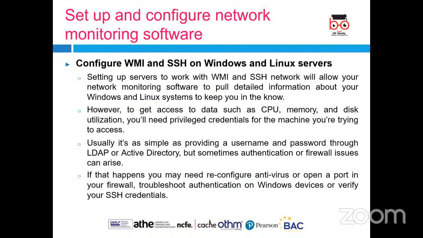So once we've established the steps to follow, we can now configure WMI and SSH on a Windows or Linux server, where with this setup, our server will work with WMI and a secure server host network, which will allow our network to monitor software and also to pull details and information about our Windows or Linux machine.